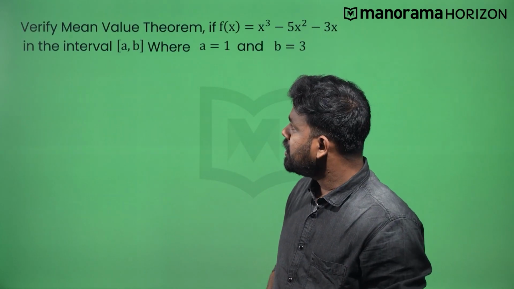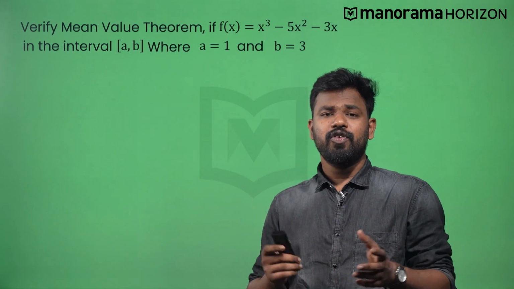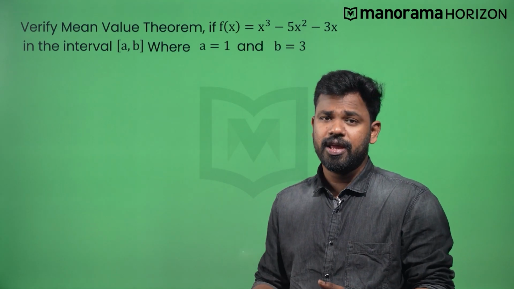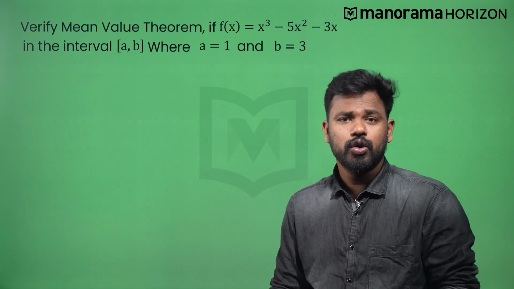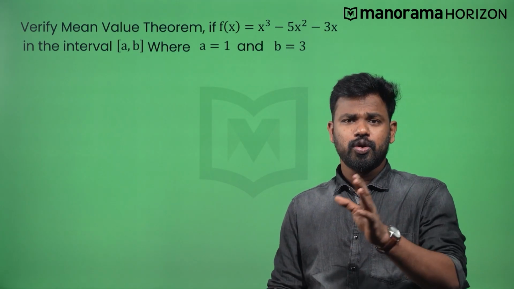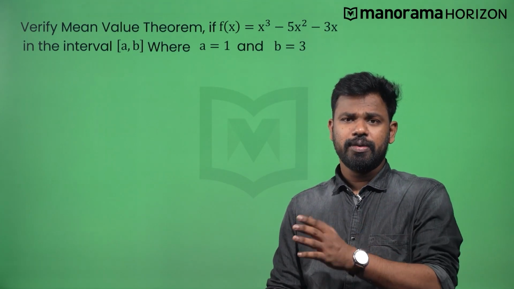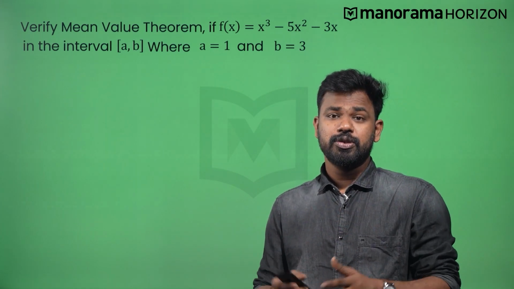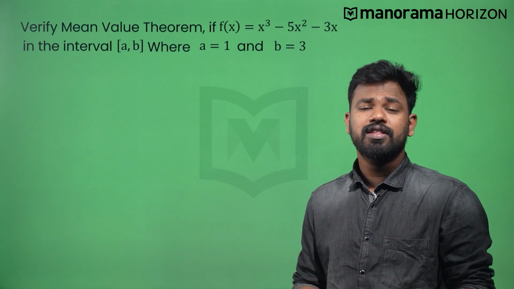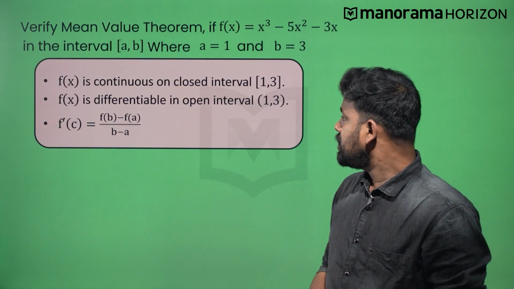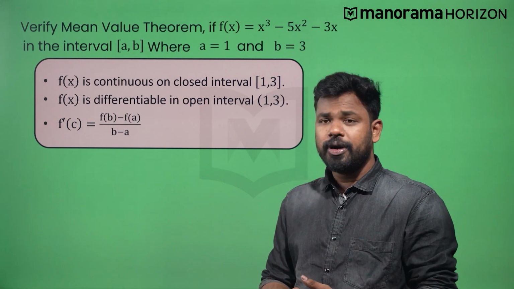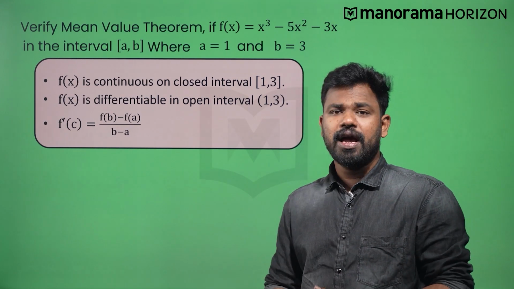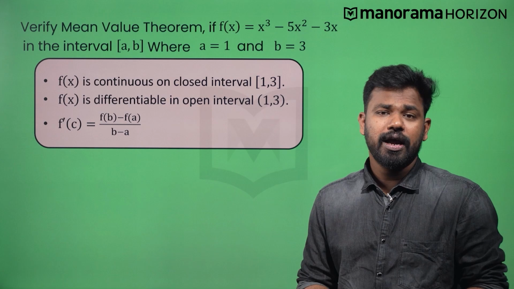So here I have a question to verify the mean value theorem if f of x is equal to x cubed minus 5x square minus 3x in the interval a, b, where a is equal to 1 and b is equal to 3. Given f of x is equal to x cubed minus 5x square minus 3x, where a is equal to 1 and b is equal to 3. To verify mean value theorem, there are three conditions which must be satisfied. And what are the three conditions? f of x is continuous in the closed interval 1, 3 and differentiable in open interval 1, 3, and f dash c should be equal to f of b minus f of a divided by b minus a.